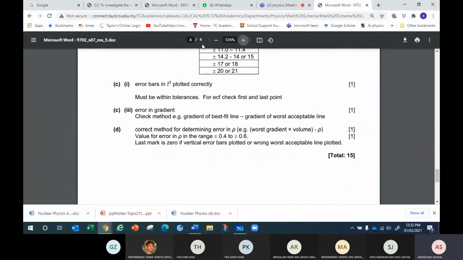So next, the error for L squared, just now we saw it was within the tolerance. Check the error in gradient. The method is checked: gradient of best fit line minus gradient of worst fit line is shown clearly, get one mark. Method to find the rho: the worst fit gradient times the volume minus the actual density. You get the rho in this range, 0.4 to 0.6.